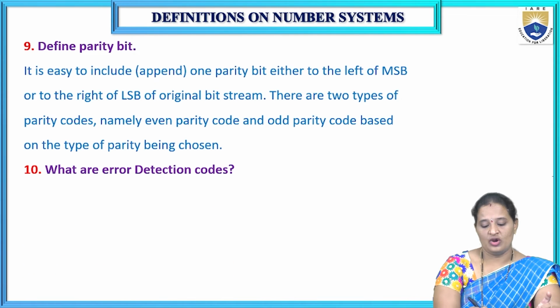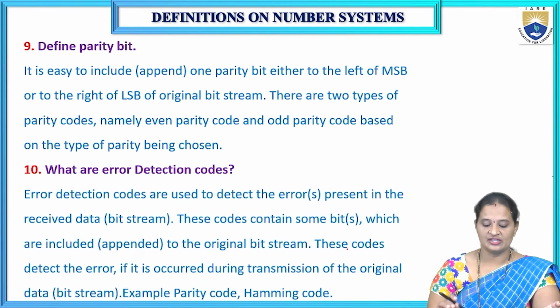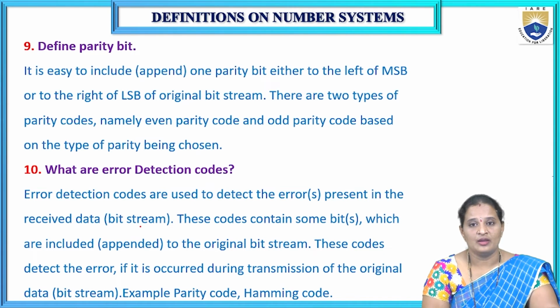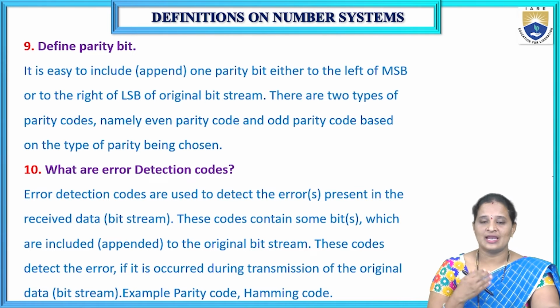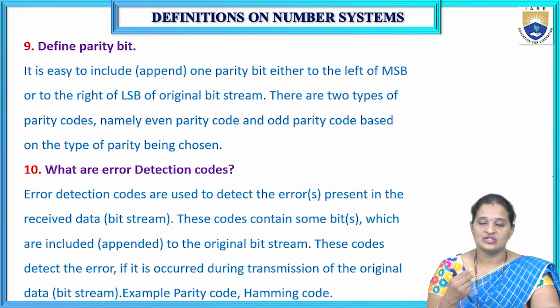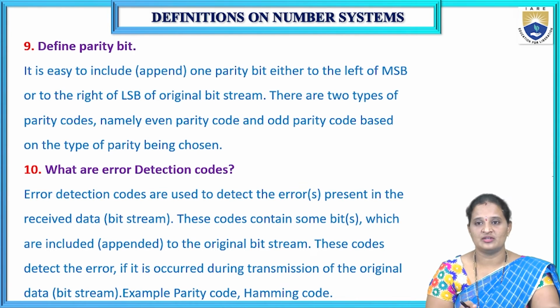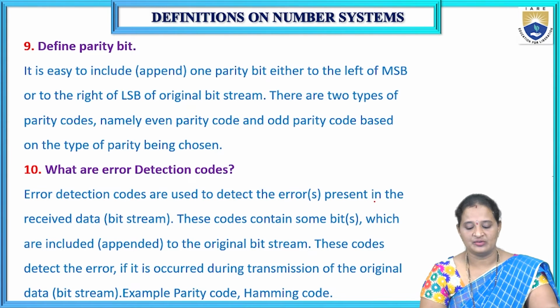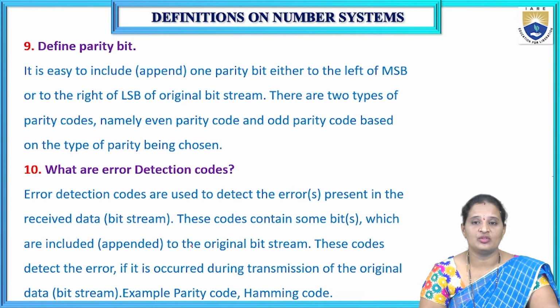Now let us discuss error detection codes. Error detection codes are used to detect the error present in the received data. In communication, the transmitter will send the data through the channel and the receiver will receive the data. While transmitting, there may be some errors. In order to detect those errors, we will be using error detection and correction codes. These codes contain some bits which are appended to the original bit stream, and these codes detect the error if it occurs during the transmission of the original bit stream.